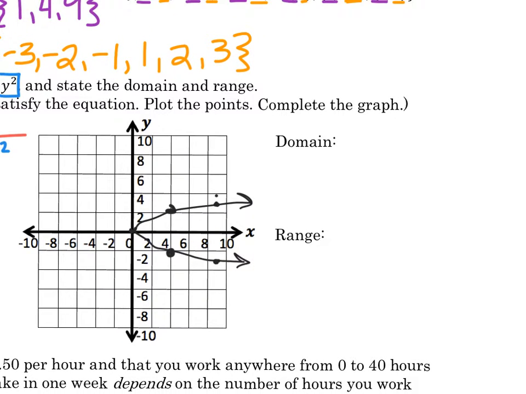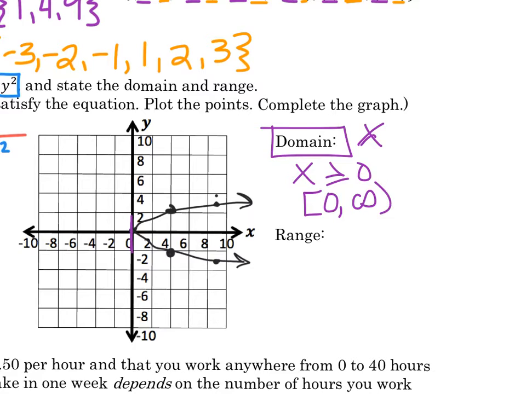Okay, so remember our domain. These are our x values. Looking at this graph, we start at 0 and we go to infinity, and I know that this is from left to right. So I know that x has to be greater than or equal to 0, or another way we could write this, 0 to infinity.